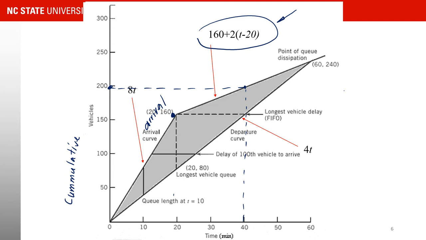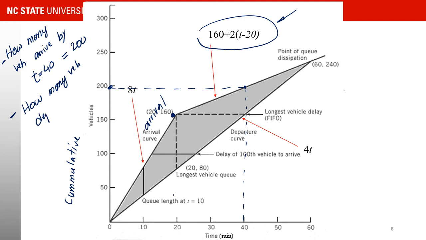If someone asks you how many vehicles have departed by that time, so the first question, let me write them here. How many vehicles arrive by t equal to 40? So I found that and it is 200. The other question is how many vehicles departed by t equal to 40?